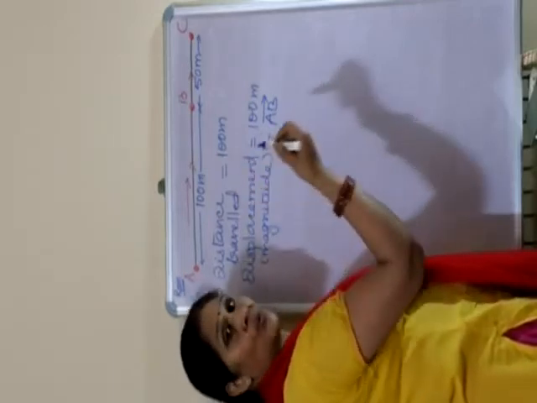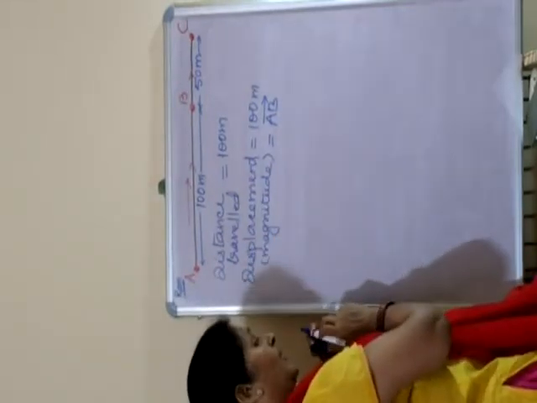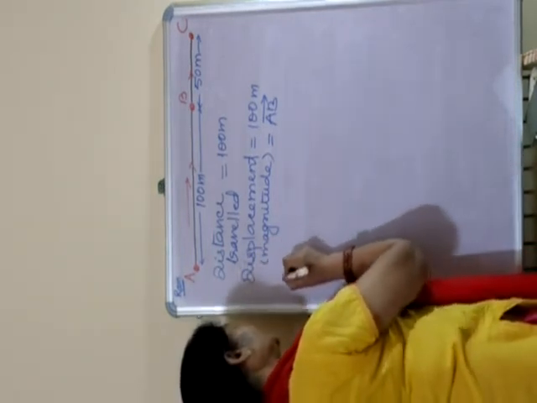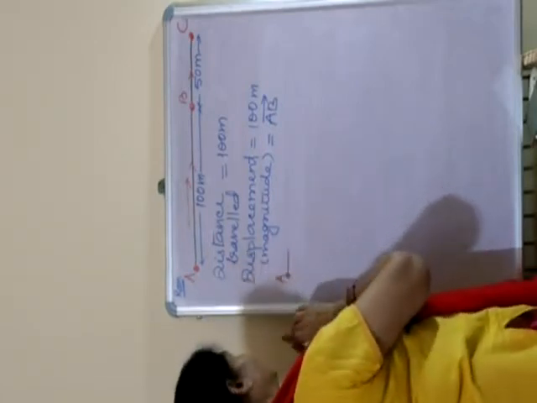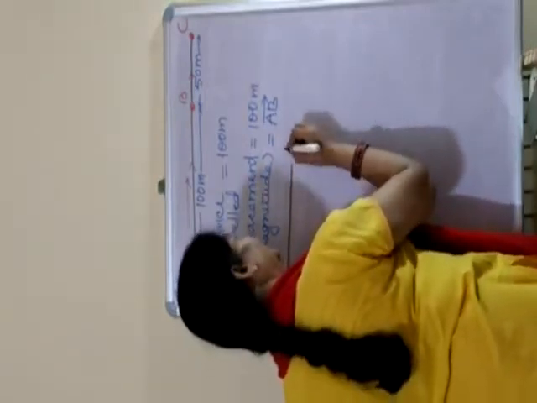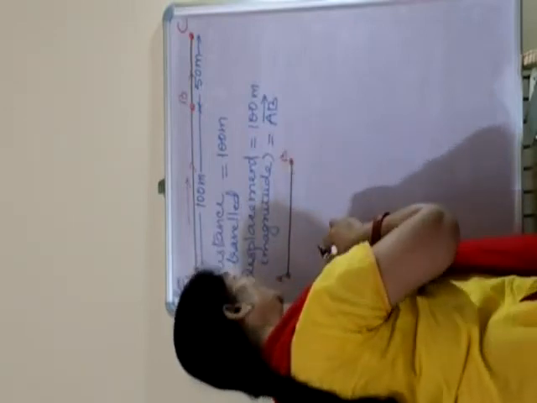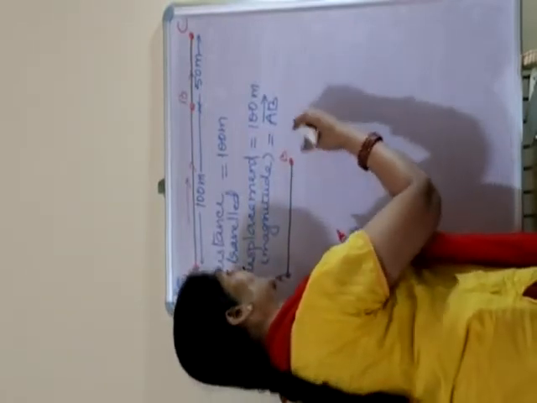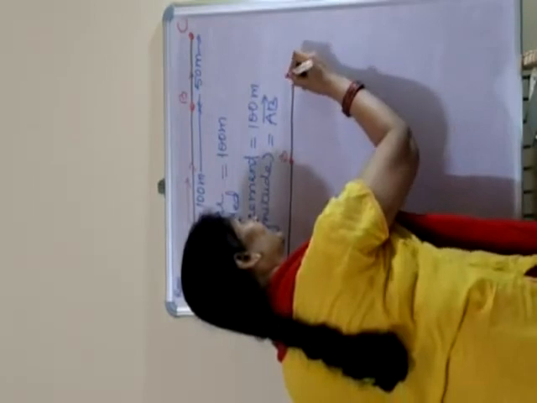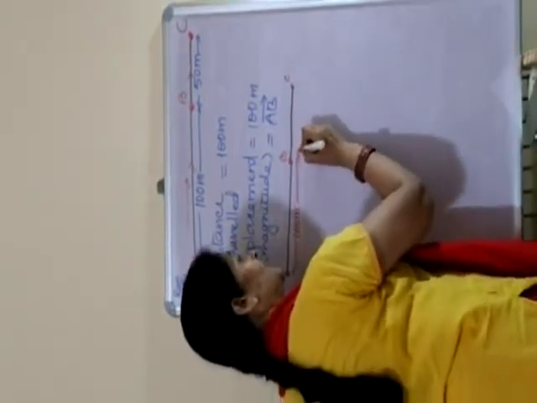Now see another situation for Ram. Now Ram is starting from A, moves to B and further moves along the same path to C. This distance is 100 meters. This distance is 50 meters.